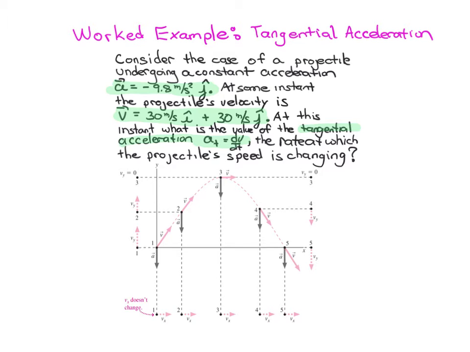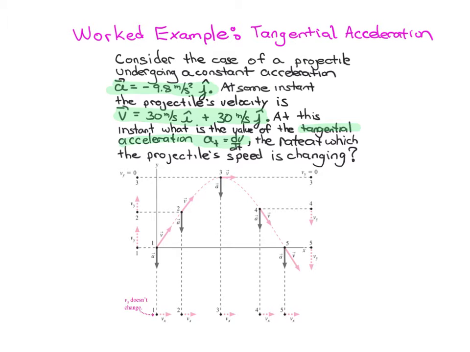So here's the problem. We're going to consider a case of projectile motion near the Earth's surface. So we launch a projectile and we're going to assume that it undergoes a constant acceleration of magnitude 9.8 meters per second squared in the negative j hat direction, so straight down. And as you know, the particle is going to follow some parabolic trajectory.